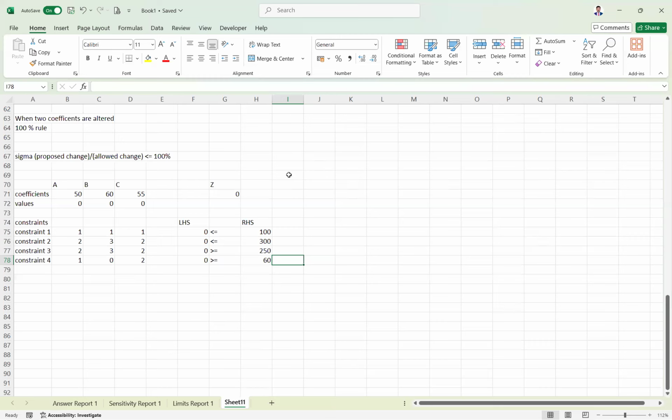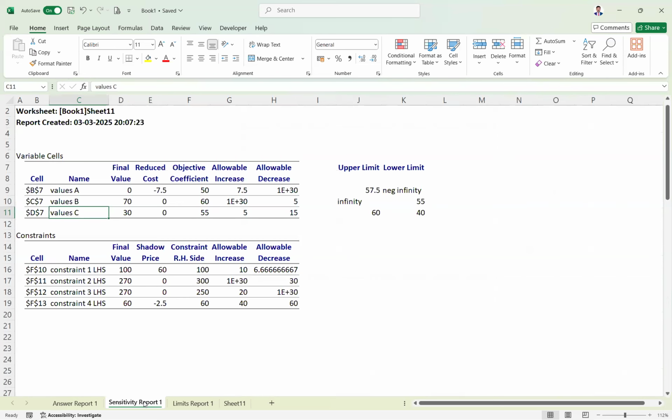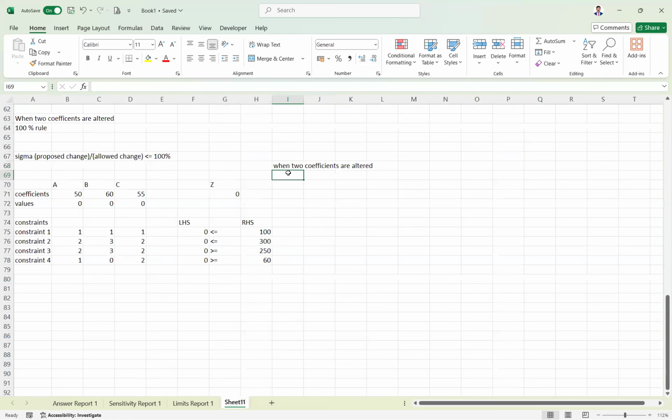Here we are checking what happens when two coefficients are altered, and how to see it. Initially, we have done it for only C. Now let us do it for both B and C. So theory says if we are doing it for two or more than one coefficient, it should satisfy a rule called the 100% rule.